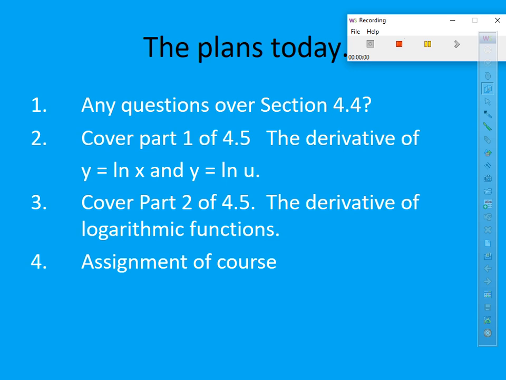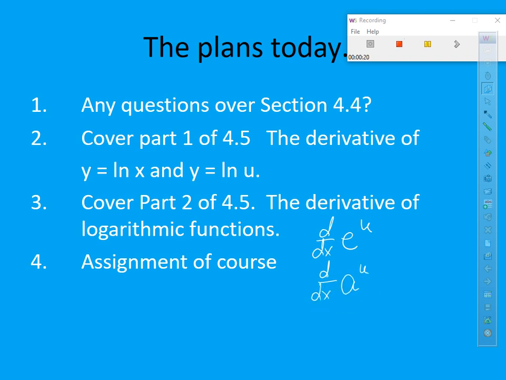Well, hello everybody. What I need to do with you today is really cover the last derivatives that I'm going to cover with you. Last time we covered the derivatives of e to the u, and we also covered the derivative of a to the u.